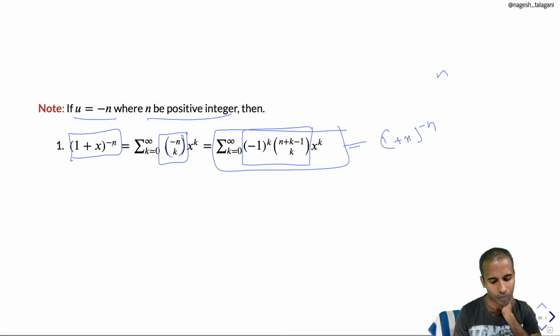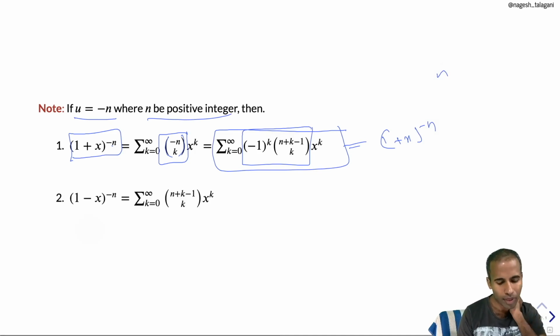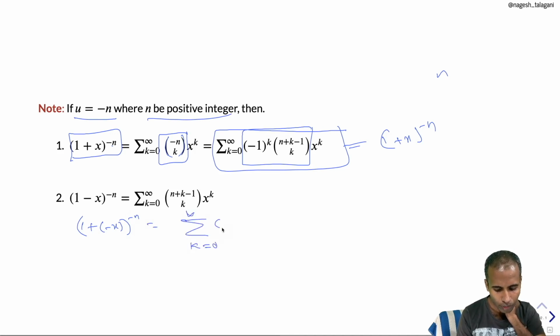If you want the expansion for 1 minus x whole to the power of minus n, you simply realize it like this: 1 plus minus x whole to the power of minus n. In the above expansion, replace x with minus x. So then what happens? Summation k equal to 0 to infinity minus 1 to the power of k n plus k minus 1 choose k minus x whole to the power of k.